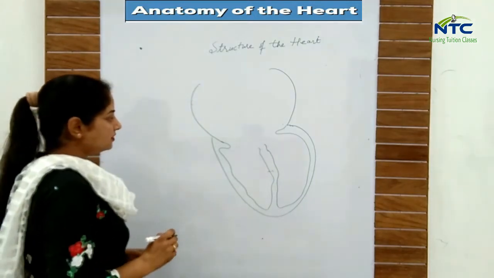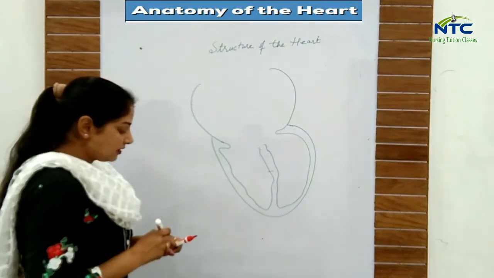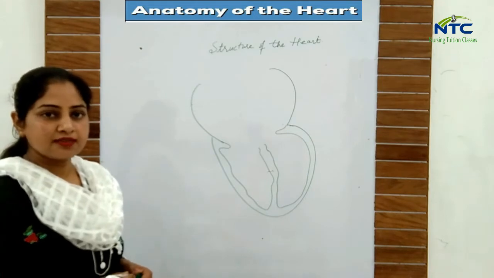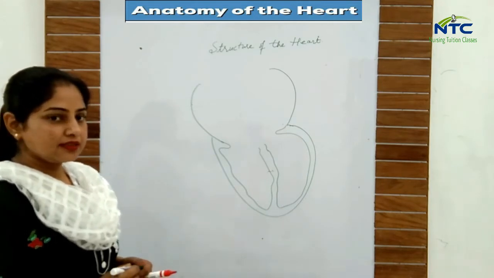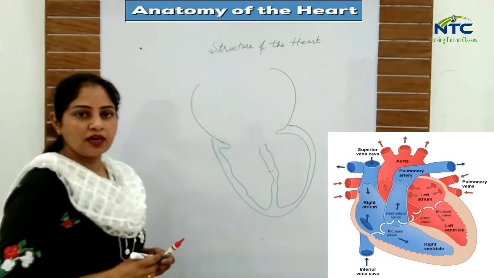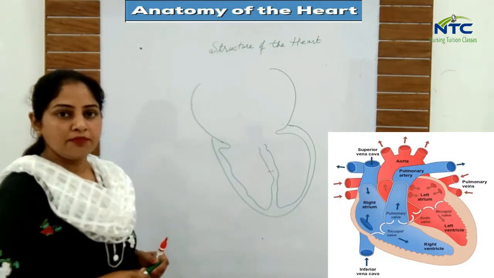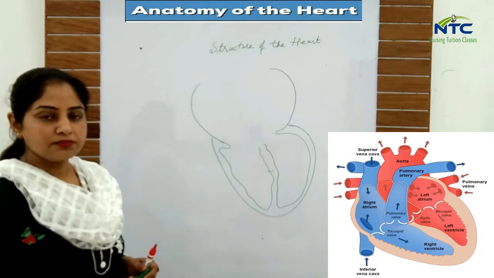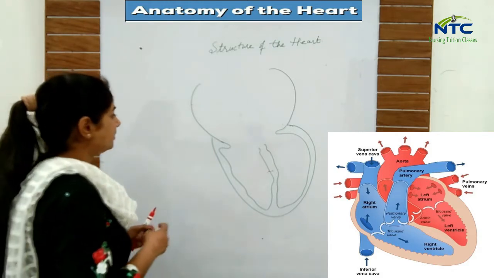The heart lies in the thoracic cavity slightly more towards the left side as compared to the right side, and the special space for the location of the heart is named the mediastinum. It lies in between the lungs.